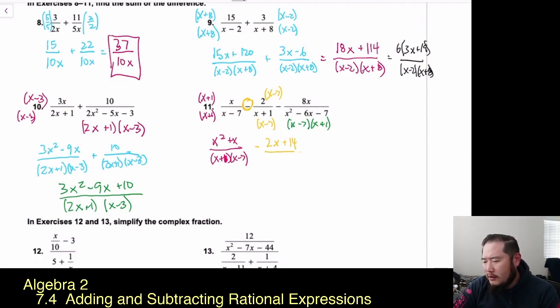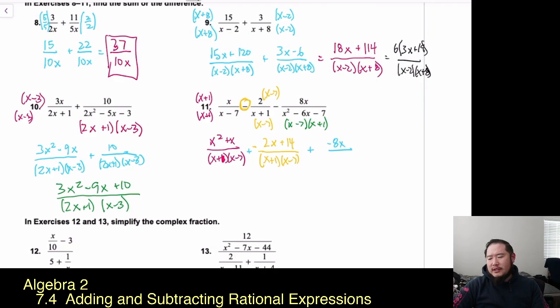And then finally, the last one, let's just go ahead and make sure we change the signs. And I've got right here, we have plus, and then we got negative 8x over x plus 1, and then x minus 7. And then I snuck in right there a little plus sign in between the first two fractions, because when I change the signs, remember, subtracting is adding the opposite. So I put a plus sign there. And now we can go ahead and add things up together, but we already have the signs changed and taken care of.